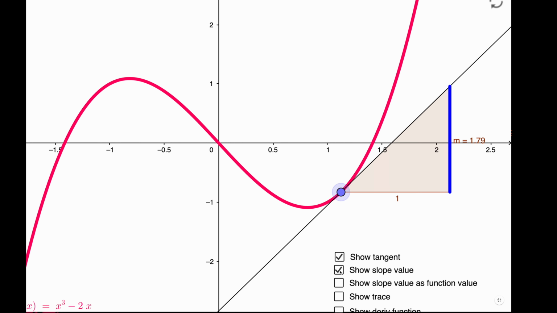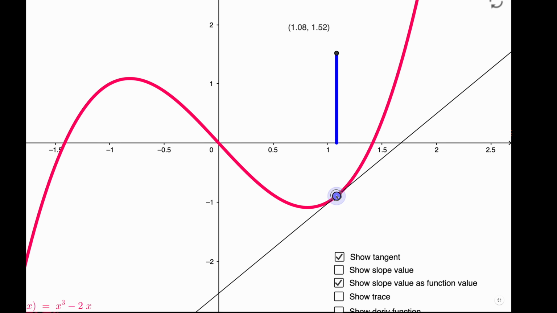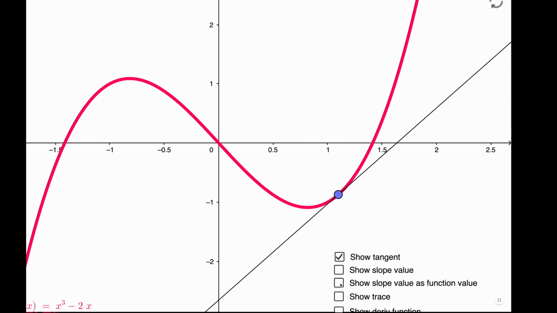I'm not really going to worry about that so much right now. And then it says right here, show slope value as a function value, so I can have that right there. And as you move it, as the slope changes, it just makes it a y value. That's not so important right now. I'm going to turn that off.